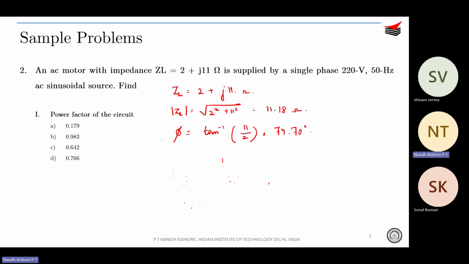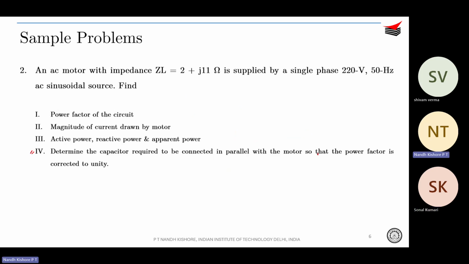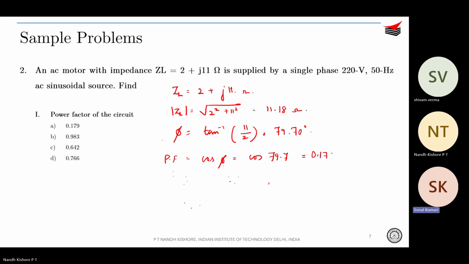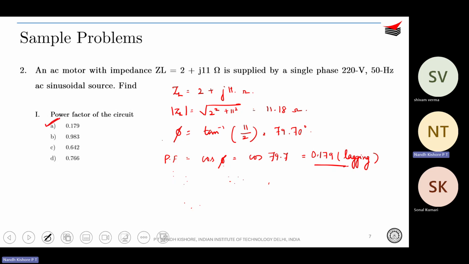From this you can find out your power factor. Power factor is basically cos phi, that is cos 79.7, which is 0.179, of course lagging. It's a motor load, obviously it would be lagging, but yes, 0.179. So option A. This is pretty simple, just resolve the given ZL impedance into its polar form. So this is fine, I guess.